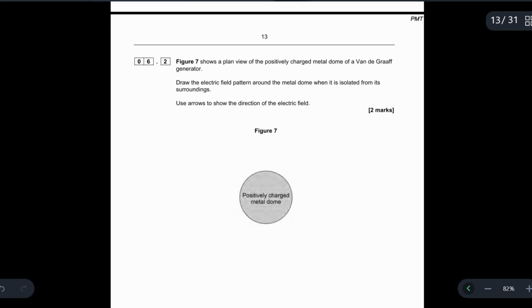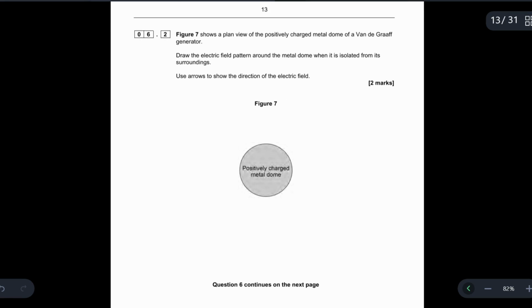Okay. 6.2 then, figure 7 shows a plan view of the positively charged metal dome of a Van de Graaff generator. Draw the electric field pattern around the metal dome when it is isolated from its surroundings. Use arrows to show the direction of the electric field. So in this case, you should be able to understand the field pattern around a positively charged object. Essentially, you just have something like this. So you can draw a few different ones on, and essentially it's arrows which are pointing away from the dome.